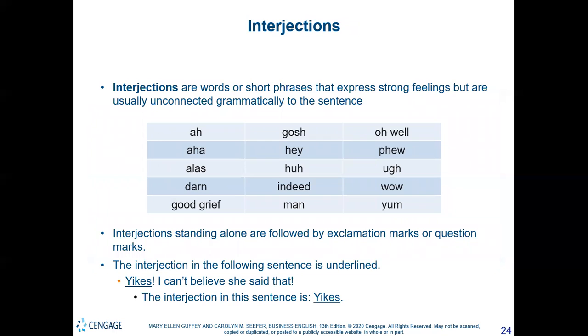True story. Interjections. Interjections are words or short phrases that express strong feelings but are usually unconnected grammatically to the sentence. Usually we use voice projection. We usually have exclamation marks after these words, like ah, aha, alas, darn, good grief, gosh, hey, huh, indeed, man, oh well, phew, uh, whoa, yum. Interjections stand alone or are followed by exclamation marks or question marks.